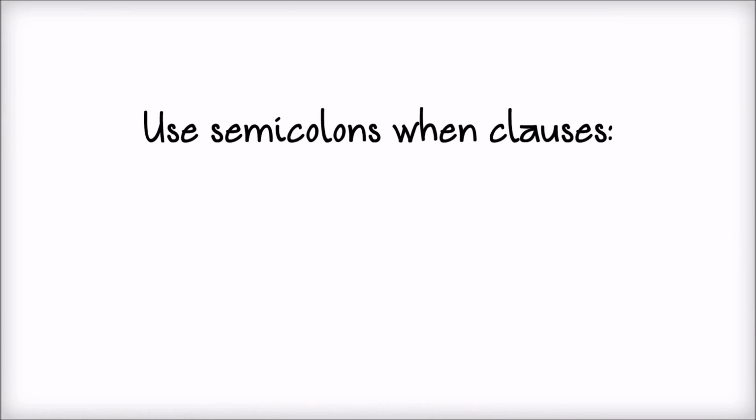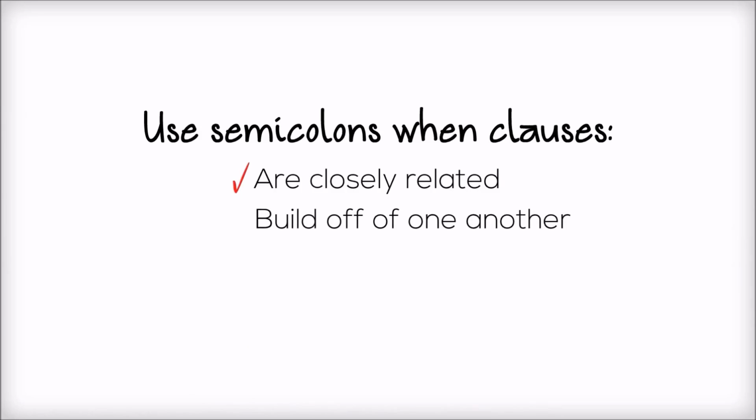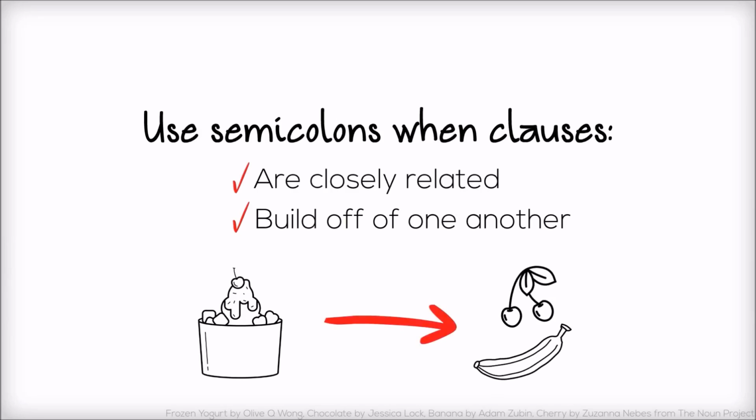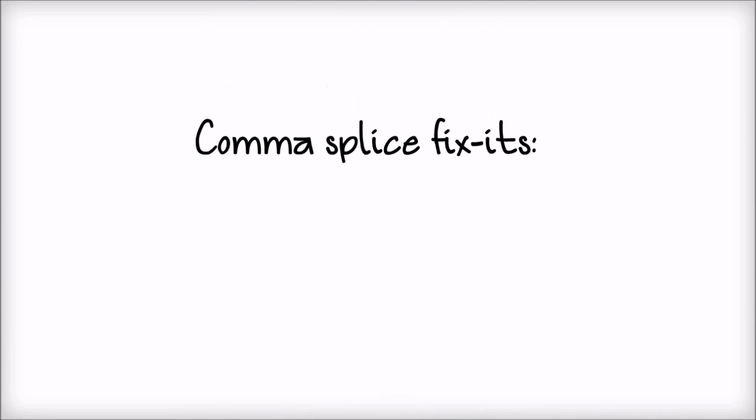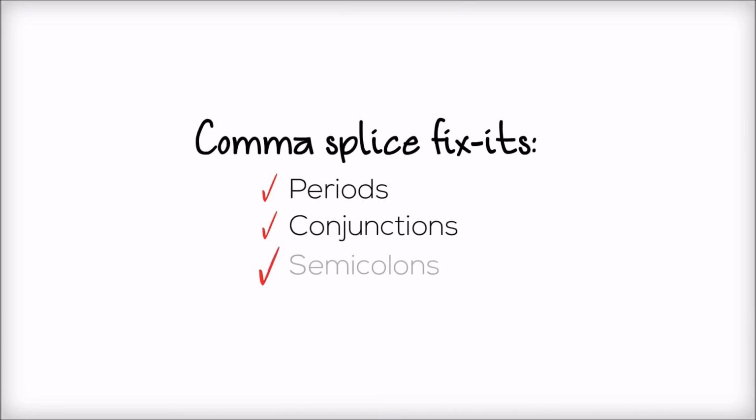Semicolons are best used when the two independent clauses are closely related, or build off of one another. In this sentence, we start by talking about ice cream sundaes, and then build off of it by talking about specific toppings. Commas can do lots of things to help you with your writing, but not when it comes to connecting independent clauses. Use periods, conjunctions, or semicolons to ward off comma splices, and you'll be a grammar expert in no time.